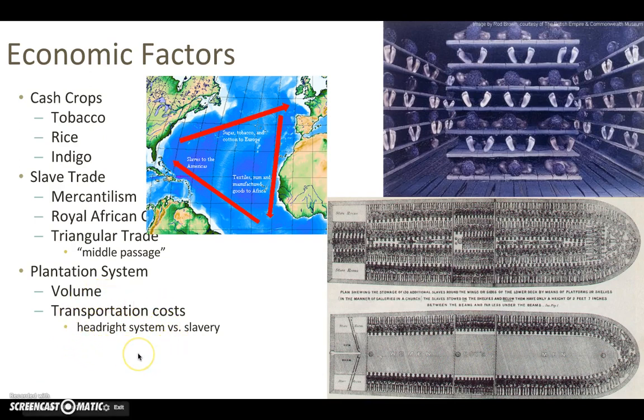Okay, so last thing on this slide, why does slavery start to supplant indentured servitude, which, if you remember, came from the headright system, right? The idea that people who paid for the indentured servant's journey across the Atlantic would actually get money.